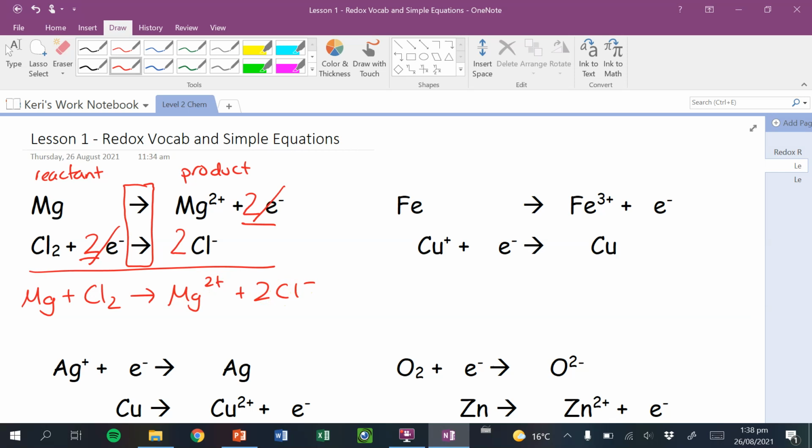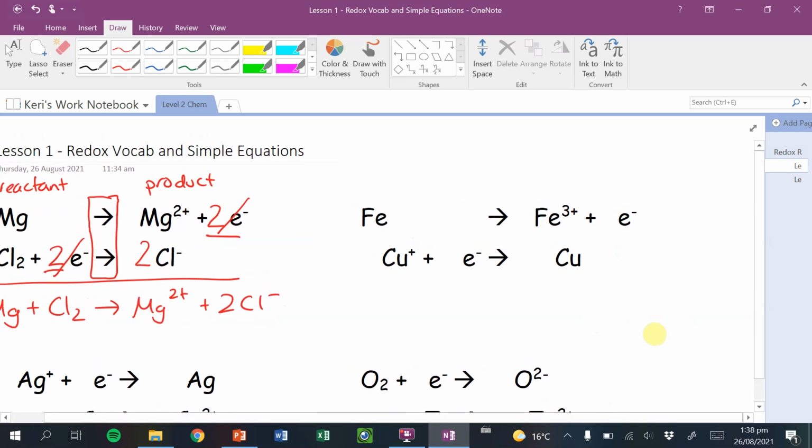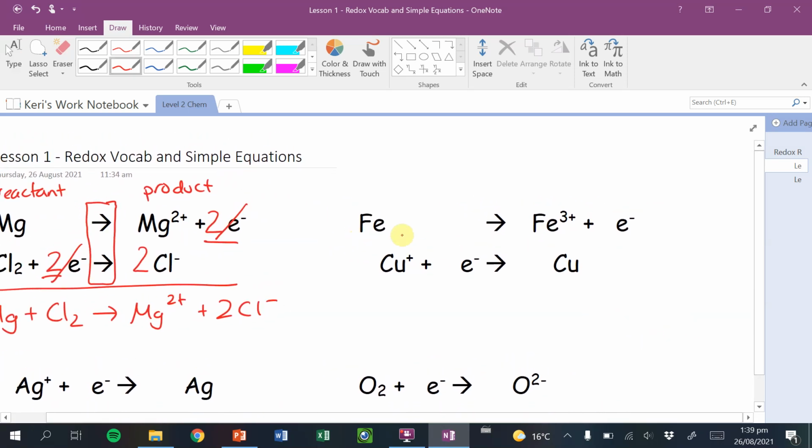I'll do a couple more examples just to make sure you guys understand what's going on. So in this example, I have iron going to iron 3+. In this case, I'm becoming a positive ion, so I must be losing electrons. And since it's a positive 3 now, I must have lost 3 electrons. For the copper, I see that's a positive 1 charge, and now it's going to the copper element, so I must have gained an electron, and in this case there's only 1 electron gained because it's going from positive 1 to having no charge. So that reaction's already balanced for me.